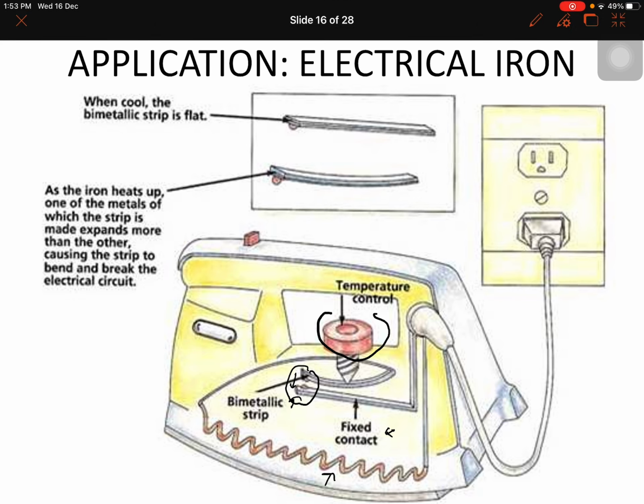So these are the components in an electrical iron: heating strip, bimetallic strip, temperature control, and fixed contact. Here is the bimetallic strip. When cool, the bimetallic strip is flat. As the iron heats up, one of the metals of which the strip is made expands more than the other, causing the strip to bend and break the electrical circuit. It happened here.